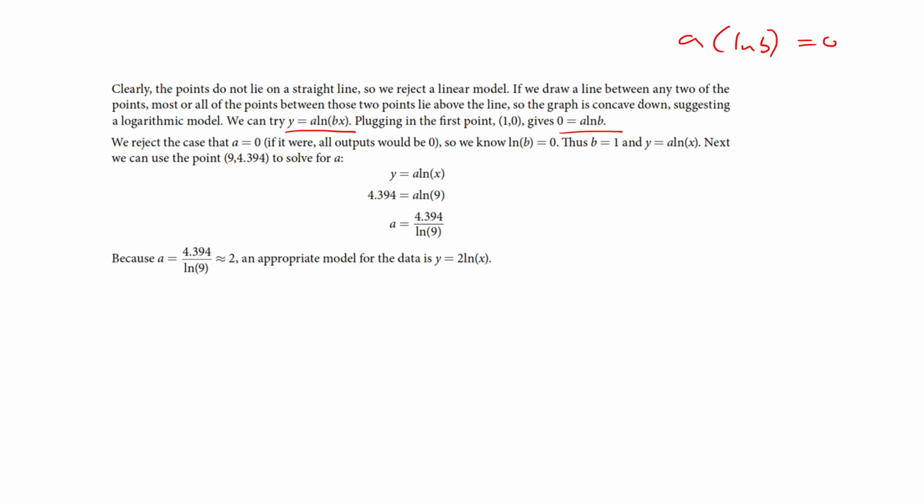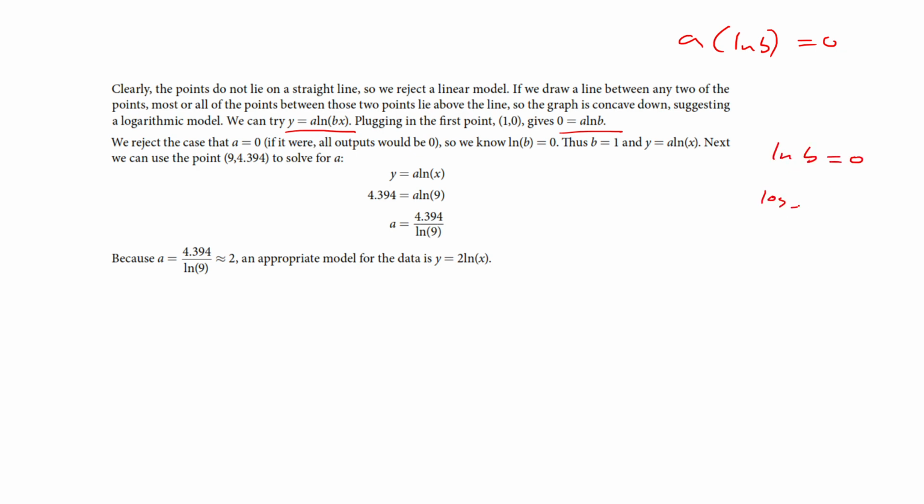If I'm making a model and I say maybe a is the reason this is all turning into 0, well, a is the initial value. It would make everything 0 forever. So that's not going to be a very useful model. So we're going to assume that is not the case, and that it must be the ln of b that equals 0.